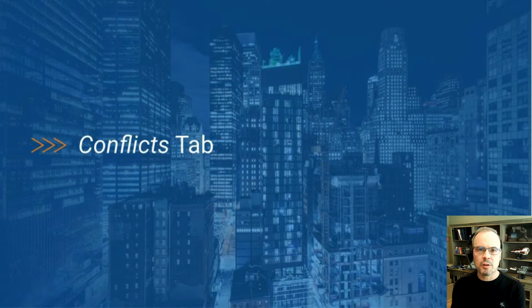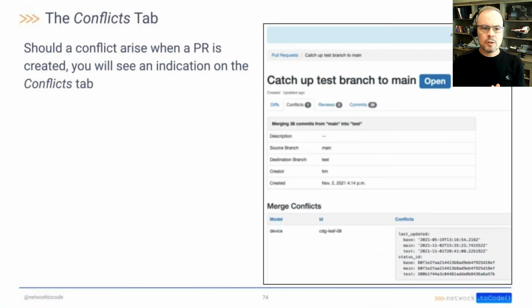Now we'll talk about the conflicts tab. Should a conflict arise when a pull request is created, you'll see an indication on the conflicts tab on the pull request main screen.